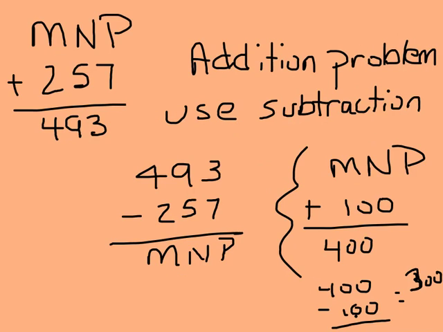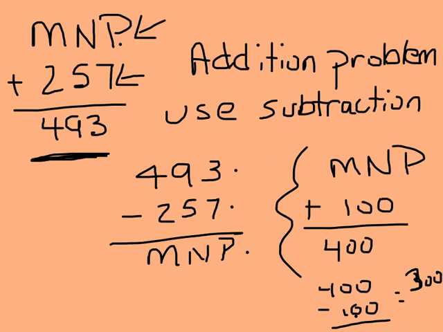Alright, in this one we have MNP plus 257 equals 493. Now, this is an addition problem, and this bottom number here is the biggest number. It has to be bigger than this one and this one. So we're going to, again, use subtraction. We're going to take the two numbers we know, the 493, and take the one that we know, 257, away from that. And when we do, it's going to leave us with MNP.